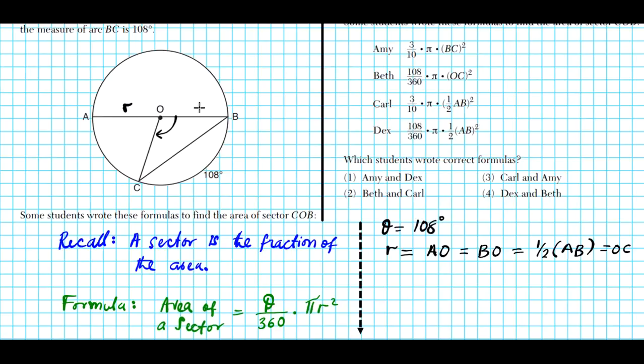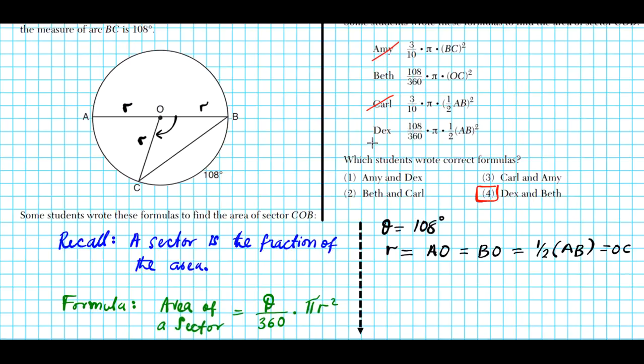This is AO. This is OB. When you go from A to B and divide it by 2, you're either going to end up with one of them, doesn't really matter, or OC, which is R. So different ways of writing down the radius. Okay? So let us see who is correct. Based on the value of theta alone, we can eliminate options. So Carl put 3/10. What is that? That's not correct. So Carl is wrong. Amy put 3/10. So Amy is wrong. We have Beth and Dex. Looks like that's the answer. Answer is option 4. But let's just verify.